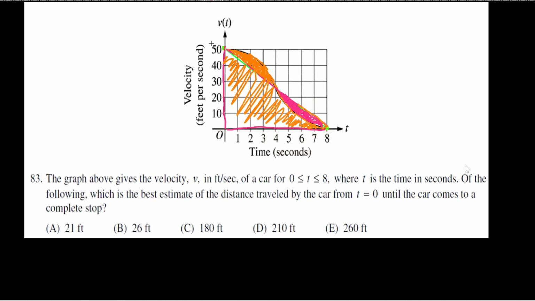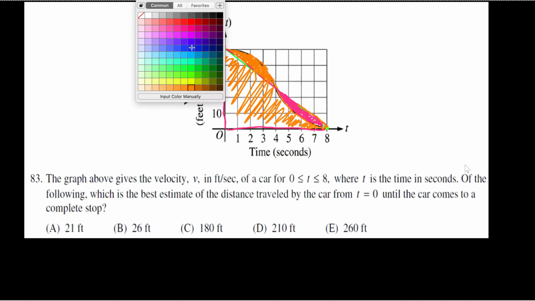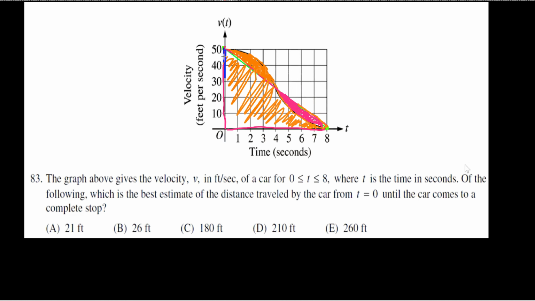So this triangle, let's do it in blue so it's very clear what triangle I'm talking about. It's this triangle right here. And again, I just use my formula for the area of a triangle. This length is 8, from 0 to 8. And then 8 times 50 divided by 2 is 25 times 8 is the area of this thing. So it's 200.